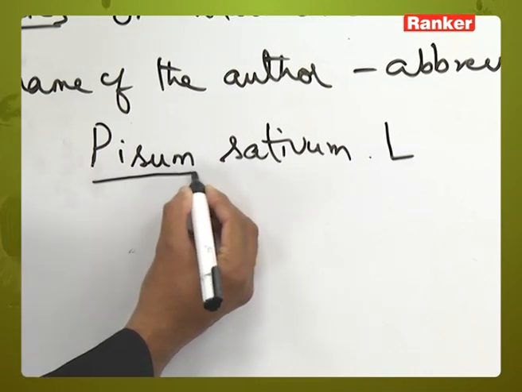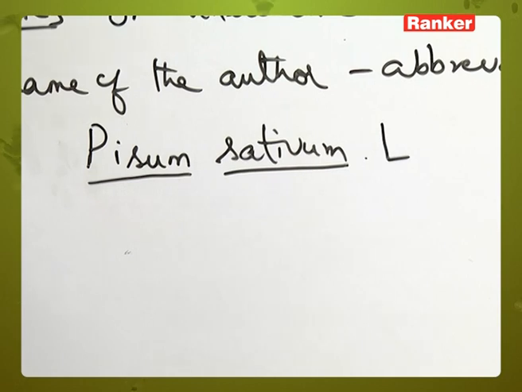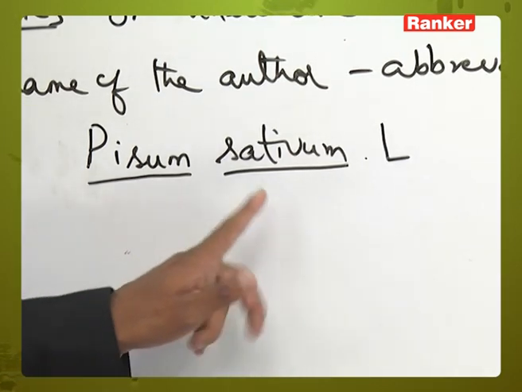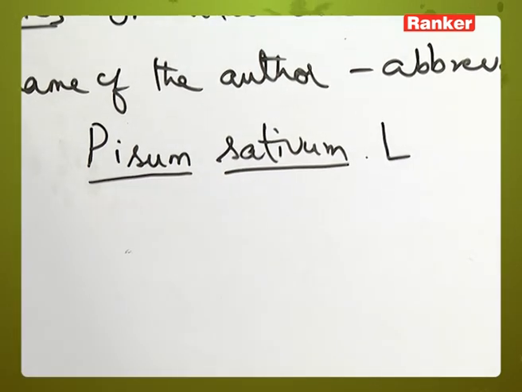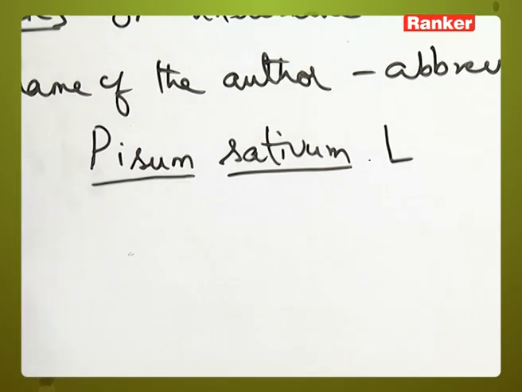And according to these rules, as I said, the scientific name of the plants has to be underlined separately like this. So this is the ICBN rule which we are following while we are writing the scientific name of any plant.